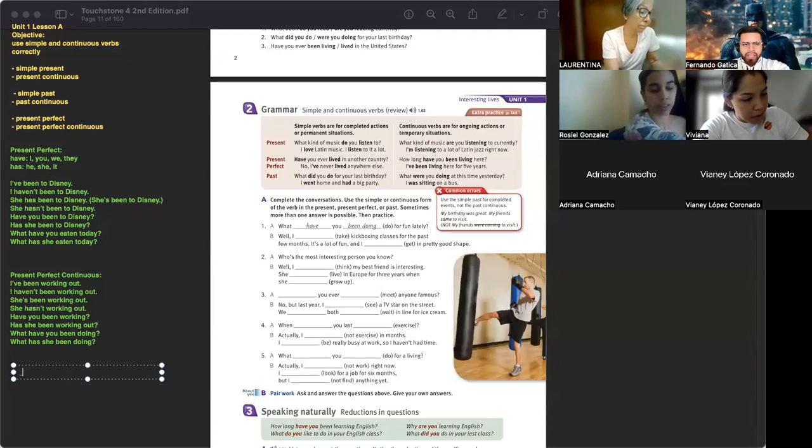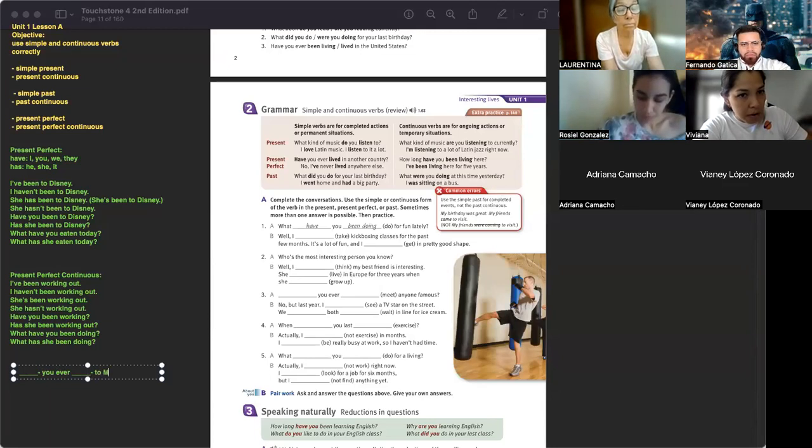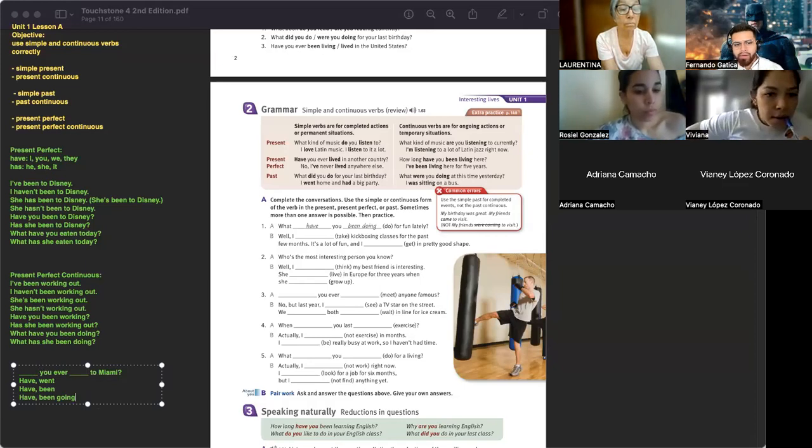So on the test, you're going to have a question like this. And you're going to have these options. Have went, have been, or have been going. What would be the correct answer here? The second one. Very good. Have you ever been to Miami? Why not have you ever went?